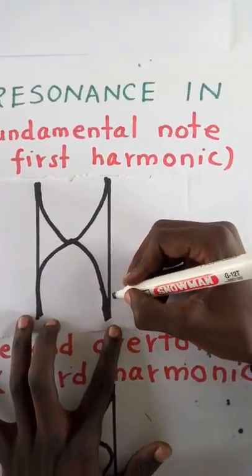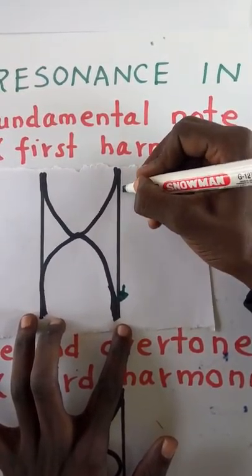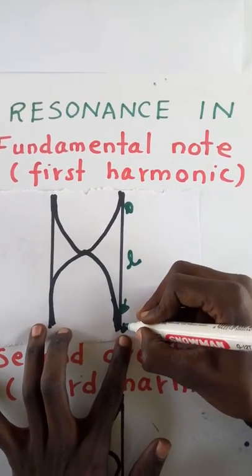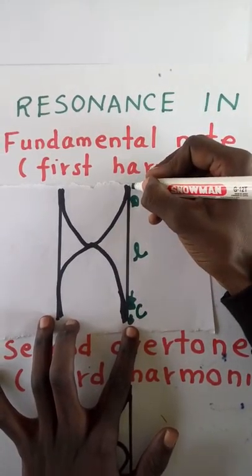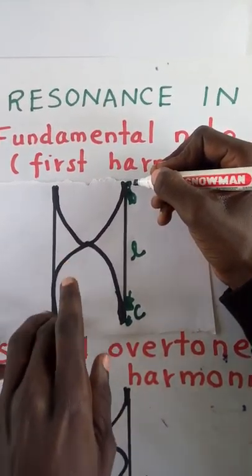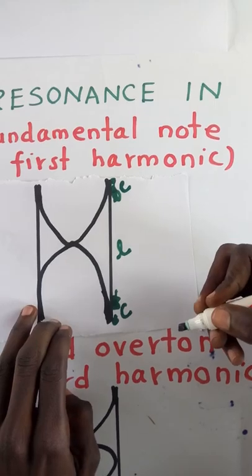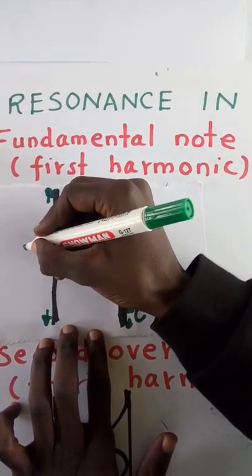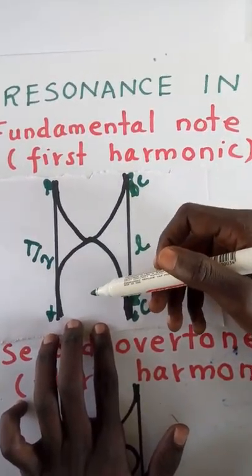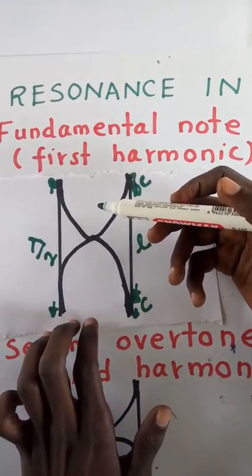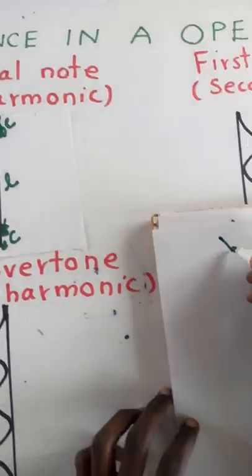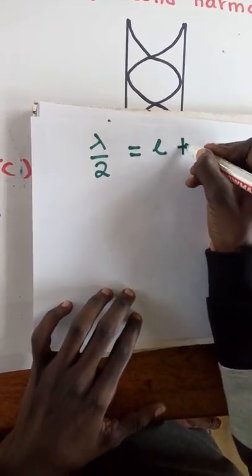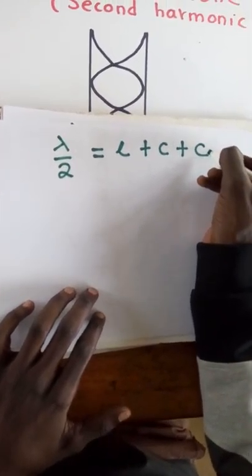From this point up to this point, this is the length of an open pipe, but it has two end corrections because it's open at both ends. So here also there is an end correction. But the distance from this point up to this point is a half wavelength, because this is quarter wavelength plus quarter wavelength. So a half wavelength is equal to the length of the open pipe plus end correction plus end correction.